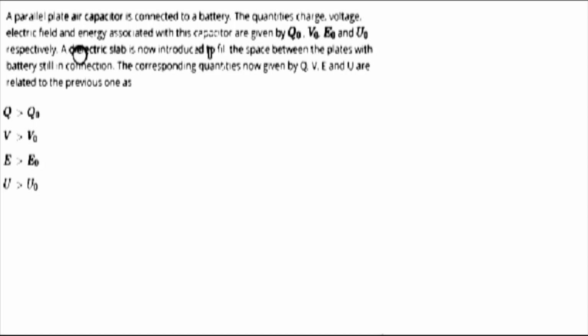Now a dielectric slab is introduced to fill the space between the plates with the battery still in connection. So the corresponding quantities now become Q, V, E, and U. So we need to relate Q, V, E, and U with Q naught, V naught, E naught, and U naught.